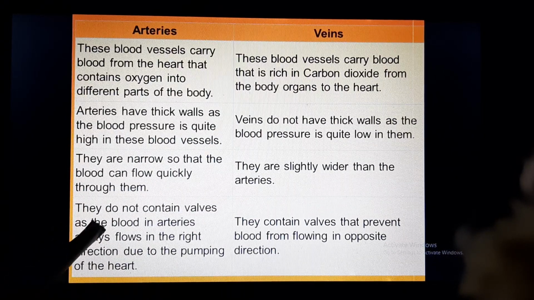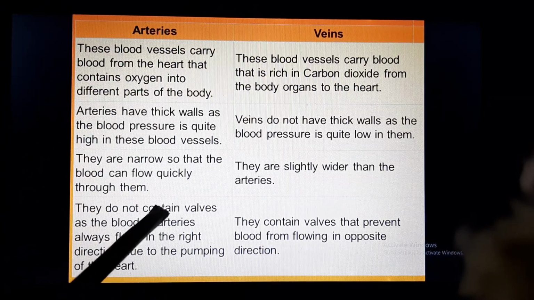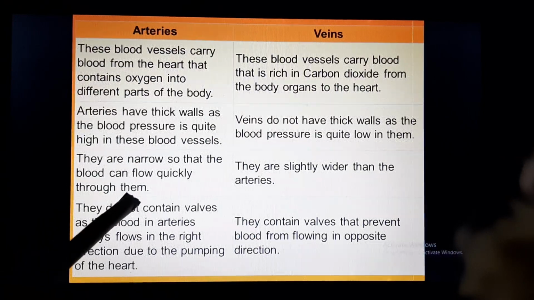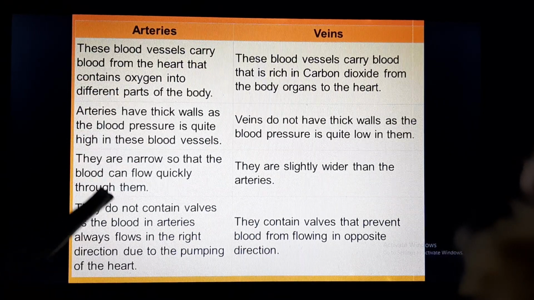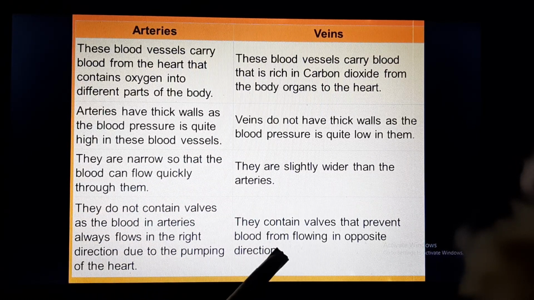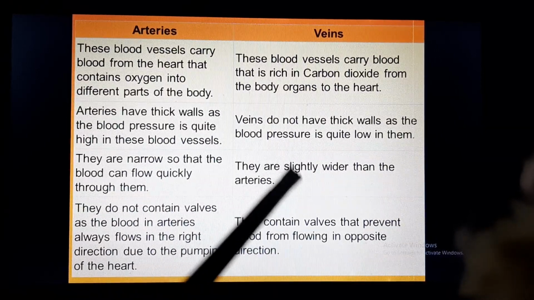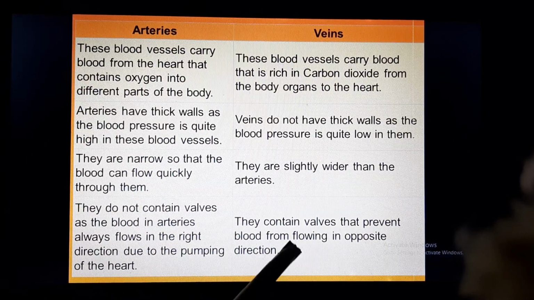Arteries do not have any valve because blood is flowing in the right direction due to the pumping of the heart, because blood is pumped from the heart to the body, and arteries are carrying blood from heart to the body. So it is carrying blood in the direction of pumping, whereas veins are carrying blood in the opposite direction of pumping. Therefore, chances of backflow are there. Therefore, they contain valves.